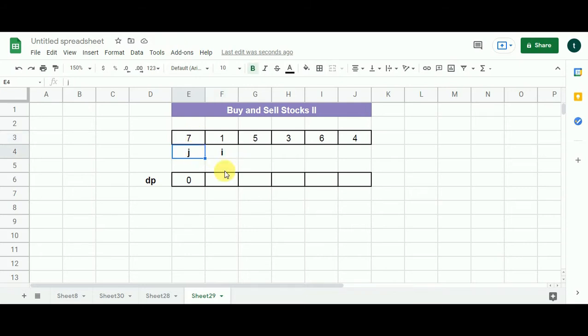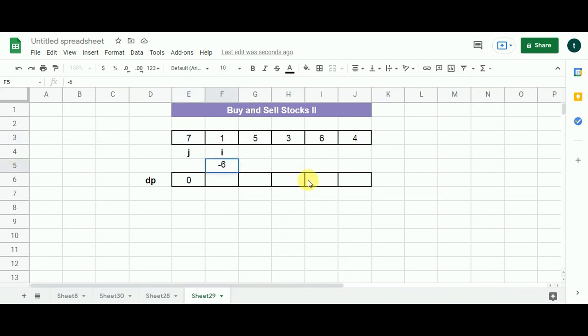Now I'm going to solve this problem using my favorite two variables approach. It takes more time but is reliable. So I put variable i under the cell at index 1 and variable j under the cell at index 0. i will give us the price at which we sell the stock, and j will be the buy price of the stock. For this subproblem, i gives 1 and j gives 7. So 1 minus 7 will give us minus 6.